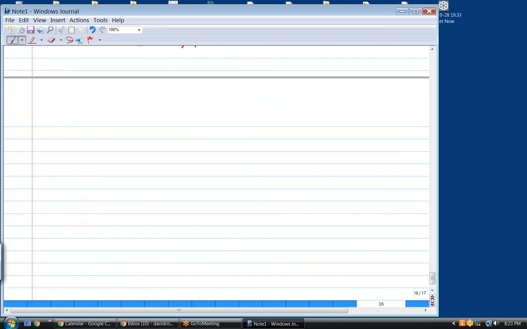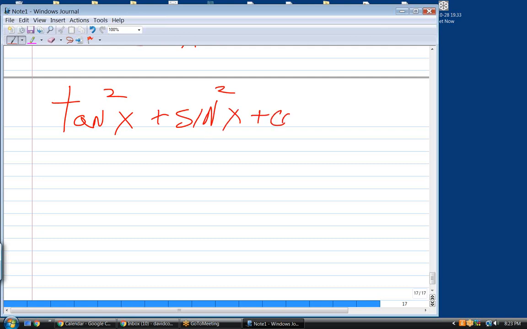What else? This one's a little bit different. Tan squared x plus sine squared x plus cosine squared x equals secant squared x. This is a 1-step problem.